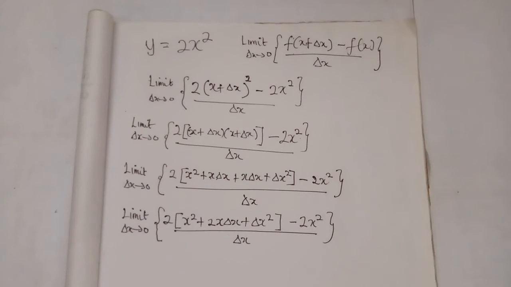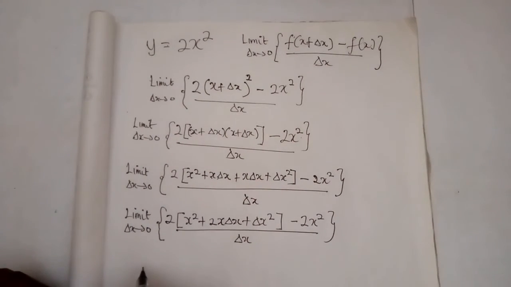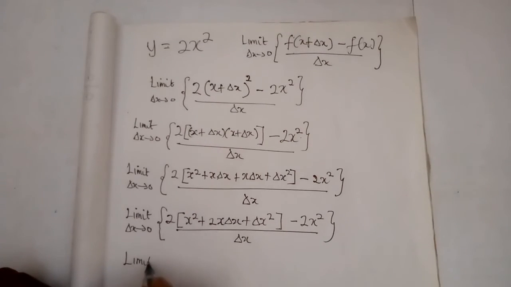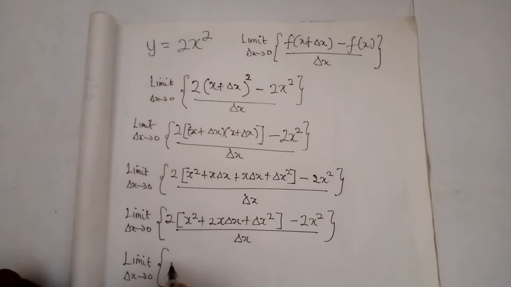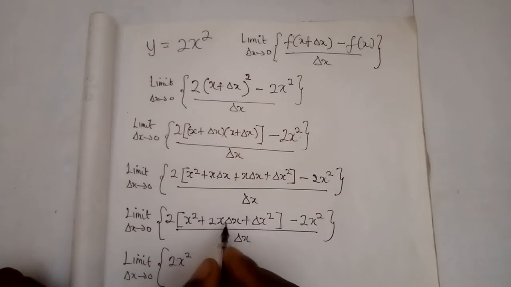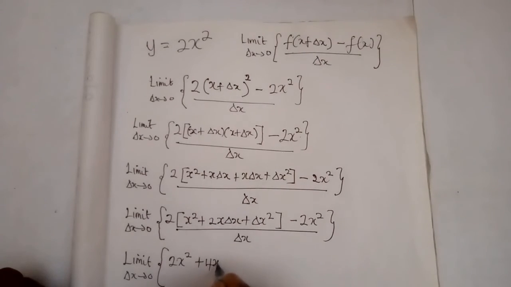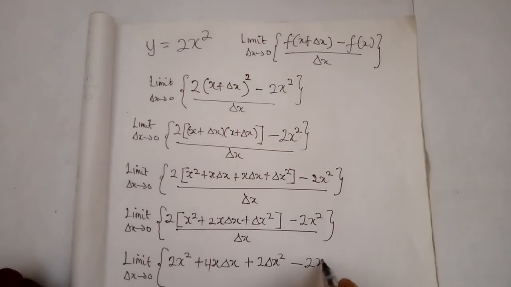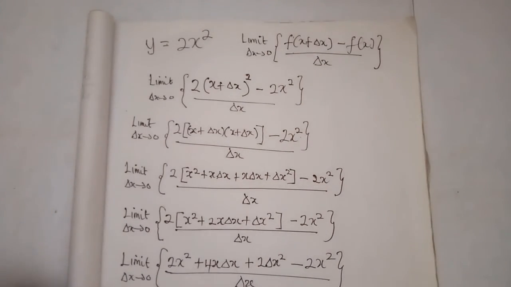Okay, so let's see what we can do here. So let's multiply the two through the bracket and see. We have the limit as change of x approaches 0, and then we have something here. So let's multiply through. We have 2 multiplied x squared will give us 2x squared, and then 2 times 2x change of x will give us plus 4x change of x, plus 2 times change of x squared will give us 2 change of x squared, minus 2x squared, all over change of x, like this. So you also put it in a bracket like this.